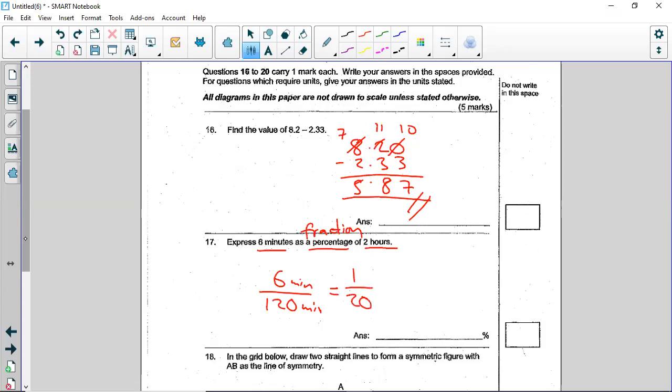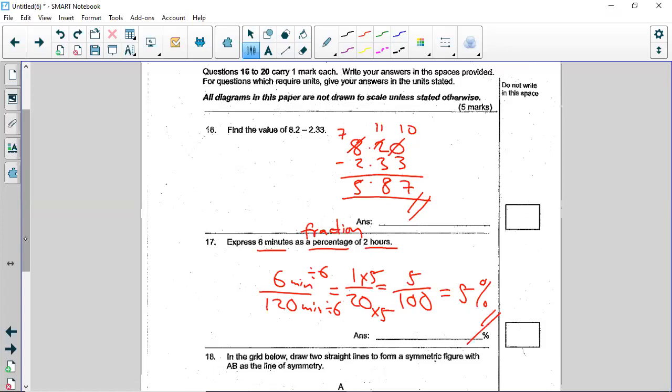How do you get that? You divide by 6 and then divide by 6. And how to get the percentage? Make the denominator 100. You times 5 and then times 5. So that will be 5 over 100, which is how many percent? Which will be 5%.